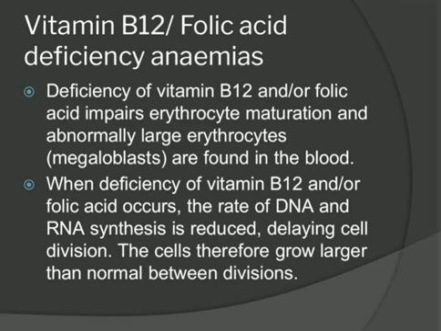the daughter cell at each stage is smaller than the parent cell because there is not much time for cell enlargement between divisions. Right? Now, when deficiency of vitamin B12 and folic acid occurs, the rate of DNA and RNA synthesis is reduced, which delays cell division. The cells, therefore, grow larger than the normal size between the two divisions. Circulating cells are immature, they are larger than normal, and some are nucleated also. These cells are fragile and their lifespan is reduced to between 40 to 50 days as compared to 120 days of the normal RBC.